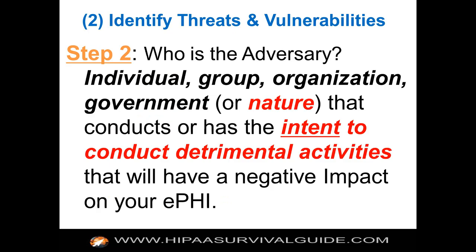Part of step two is to also identify who the adversary is. It's an individual, a group, an organization, government, nature, that conducts or has the intent to conduct detrimental activities that will have a negative impact on your EPHI. There's going to be a lot of organizations, the bad guys, that want to get at your EPHI because they can sell it on the black market, and it's identification rich, so PHI fetches a pretty good price for consumer fraud purposes in the black market, and the bad guys know it, and the bad guys are actually pretty smart. So you've got to identify who the potential adversary is as part of identifying threats and vulnerabilities.